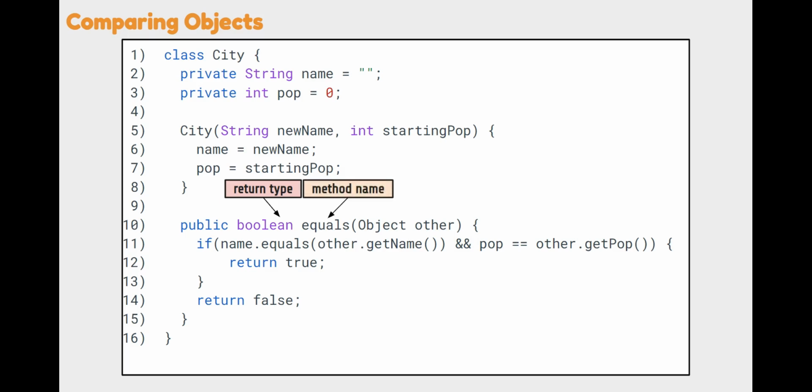The name of it is equals. And the parameter list, it is going to accept an object. We would want to know if this city is equal to another city. Inside that method, we have an if statement. We want to know if our name equals the other's name and if our population is equal to the other's population. If that's true, we're going to return true. Otherwise, we're going to return false.